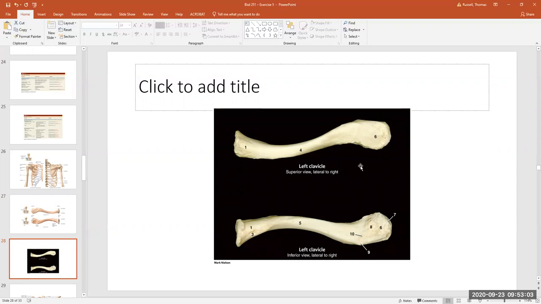So we have to know three basic things. You have to know the acromial and sternal end. You have to be able to identify that as a clavicle. And then you have to know this little knot. So down here on this bottom picture, the inferior view right here, this little knot towards the acromial end is called the conoid tubercle. You don't have to worry about all these other numbers on here. You have to know really four things: clavicle, acromial end, sternal end, and the conoid tubercle. That's what you have to know.